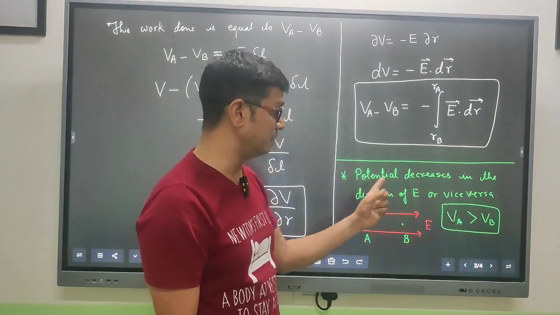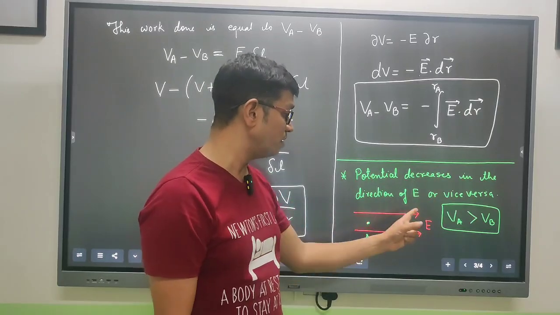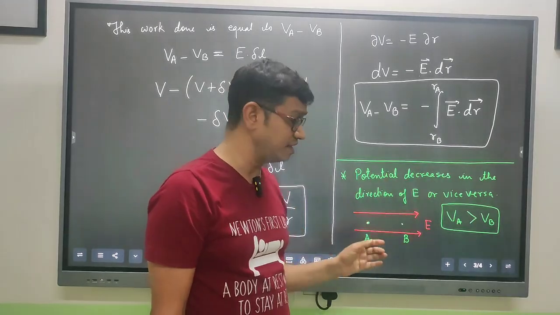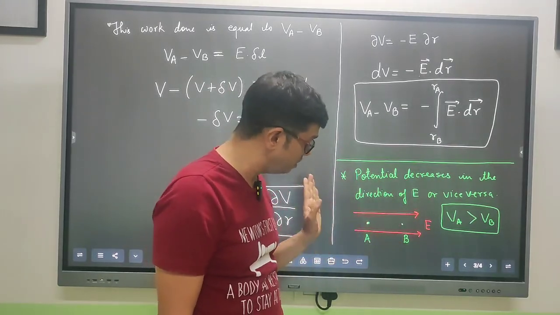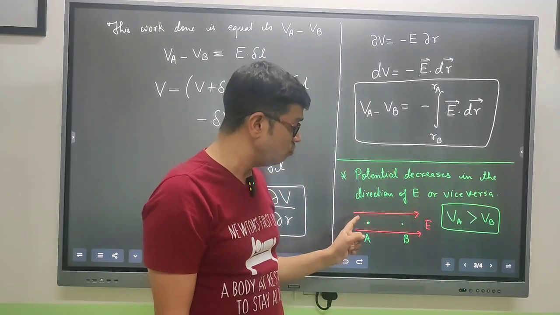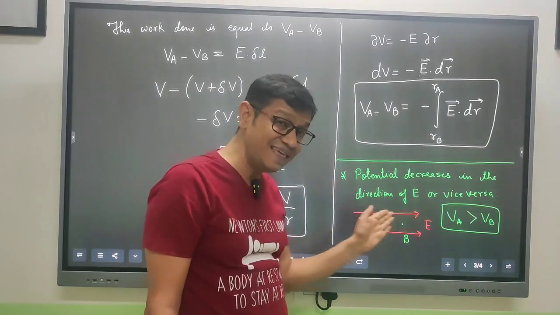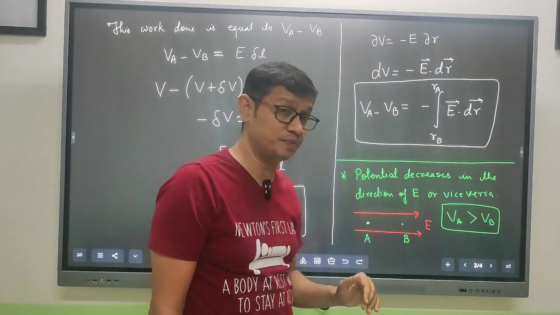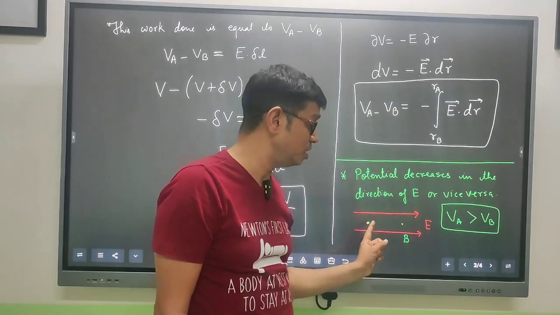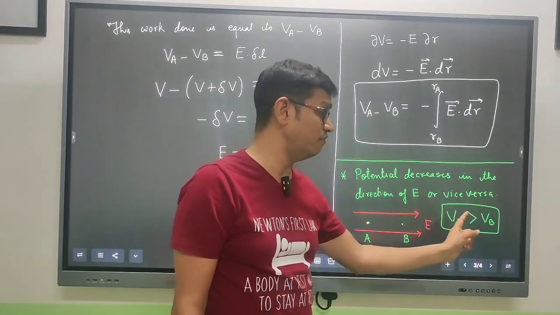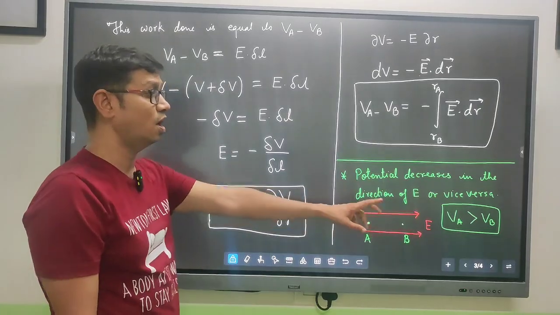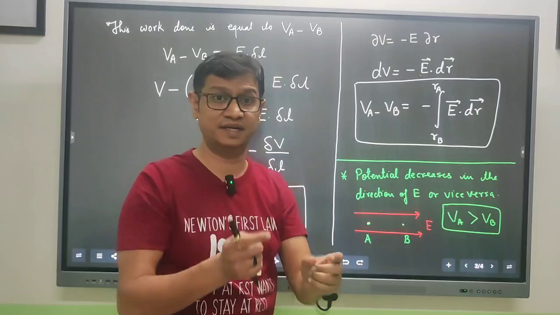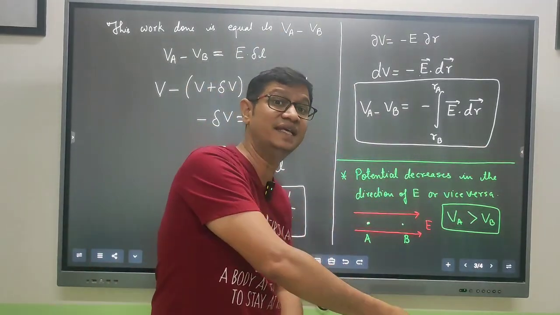We can understand this concept better when we are moving in an electric field, in the direction of the field. In this scenario I have shown electric field from left to right, like this. Let's say you move from A to B. That means you are moving in the direction of electric field. Whenever you move in the direction of electric field, potential always drops. That means A will be at a higher potential, B will be at a lower potential. VA will be greater than VB. Okay? That's how you interpret this minus sign. When you are moving in the direction of electric field, potential drops. That's why there is a minus sign. Moving in the direction of electric field decreases the potential.